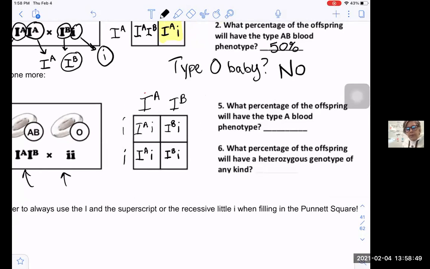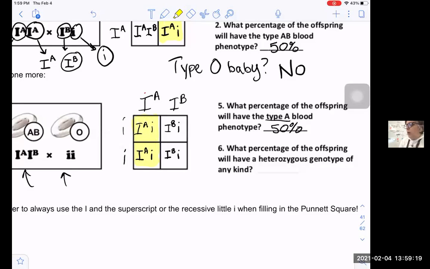All right. And then once you have your Punnett square filled in, you can start answering some of these questions about it. So what percent of the offspring will have type A blood? Yep, it's 50% again. So it's these babies on the left over here on my Punnett square. Might be in a different place if you put the parents in a different side.